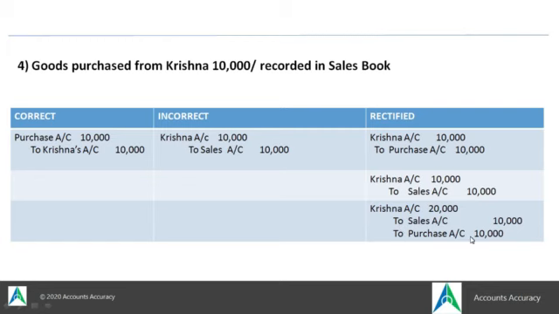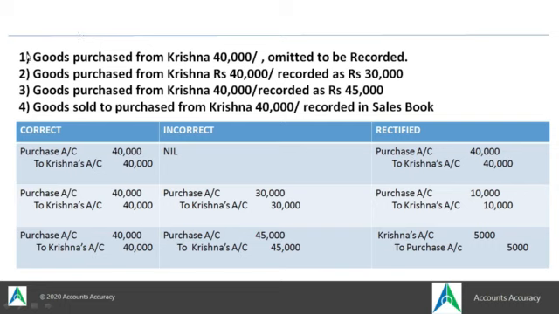Now I think it's better you should also practice one sum with me. The same way you can do with me these 4 transactions. These are the 4 fresh transactions I have brought for you. You can see here, goods purchased from Krishna 40,000 omitted to be recorded. The same way you will have to pass the correct entry as purchase account to Krishna account 40,000. No incorrect entry, no entry was passed, so incorrect entry will be written as nil. Now rectified entry will be purchase account to Krishna account 40,000.